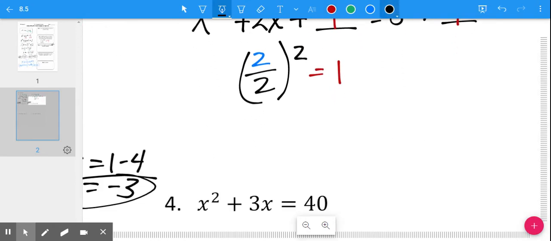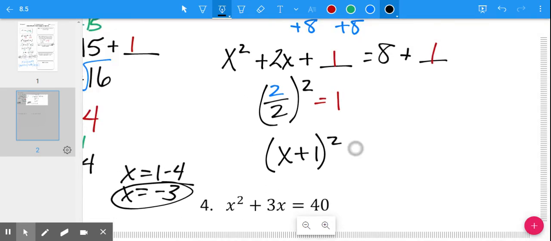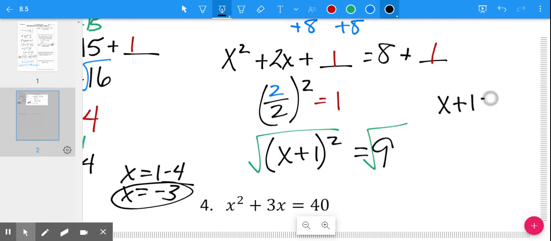So we have x plus, 2 divided by 2 is a positive 1, squared, equals 8 plus 1 is 9. So when we take the square root of each side, we end up with x plus 1 equals positive or negative 3, because the square root of 9 is 3.